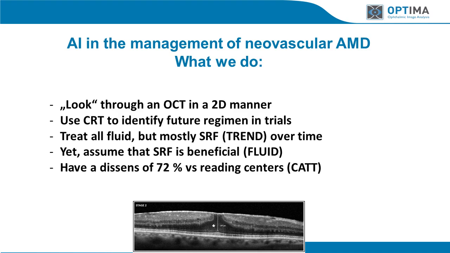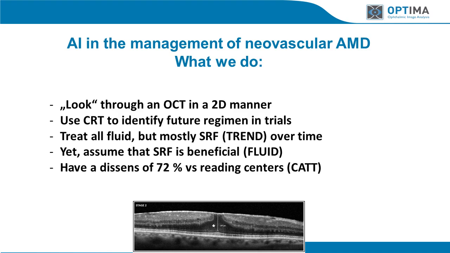If you look at patients that are in such a treat and extend regimen, it's mostly subretinal fluid that triggers retreatment. That has been shown in the TREND study by our group. There's another study group, the Australian one, that did the FLUID study, and they compared a treatment arm, rigorous, where all subretinal fluid was eliminated, versus another SRF-tolerant arm. That was called the FLUID study.